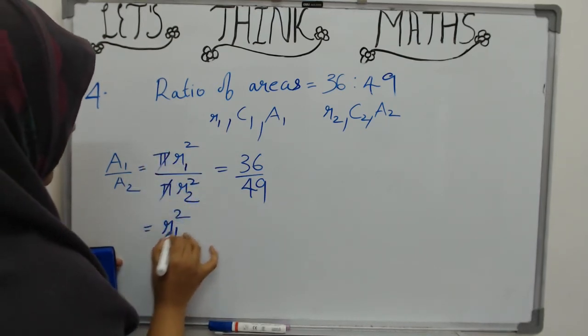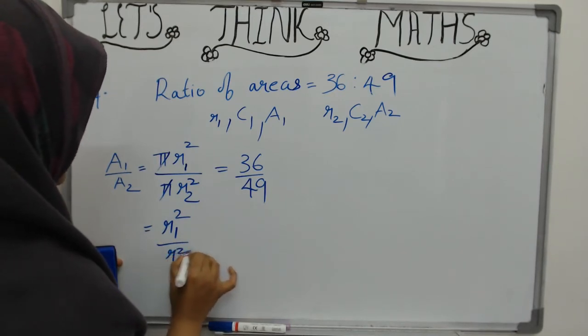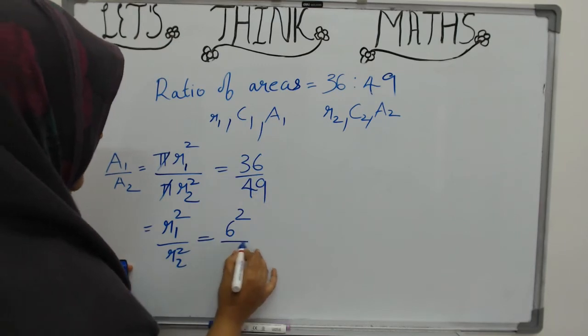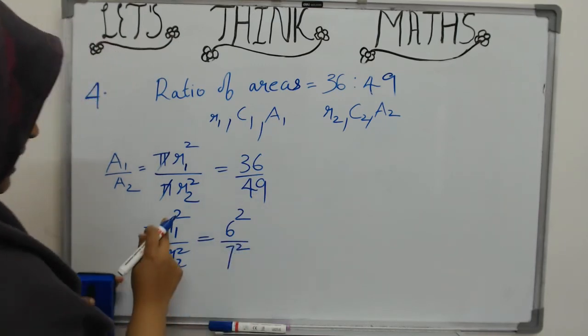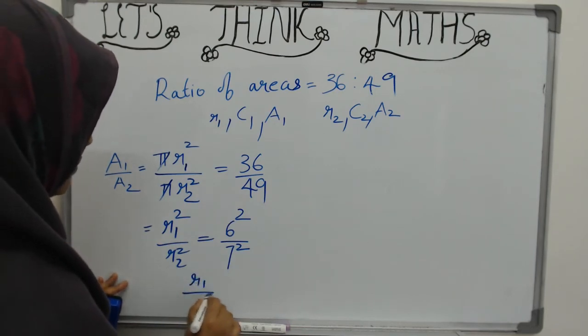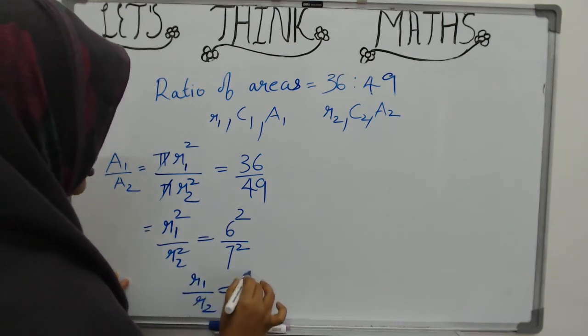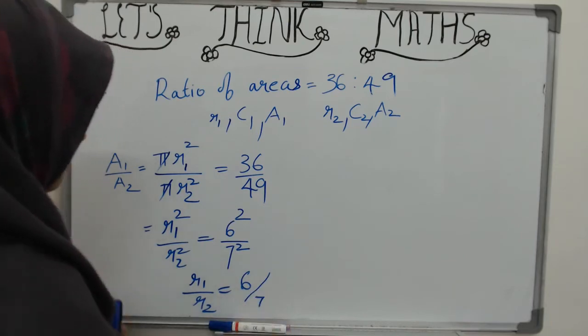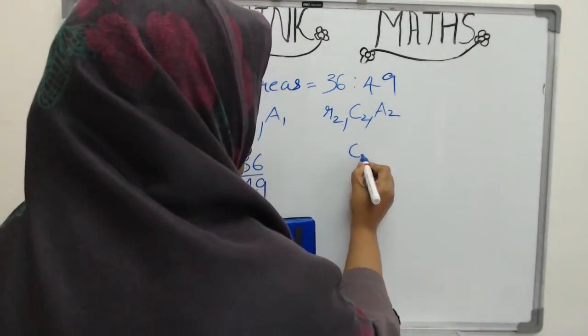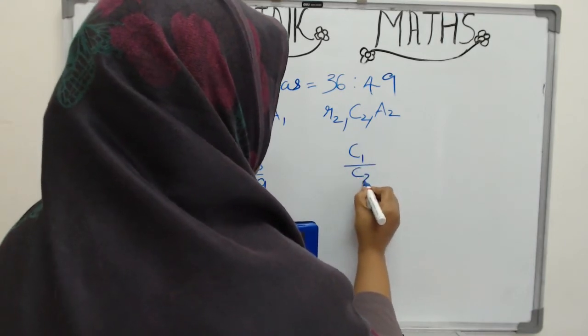So you have r1 square by r2 square. 36 is 6 square. 49 is 7 square. So r1 square by r2 square is 6 square by 7 square. That means r1 by r2 is actually 6 is to 7. But that is not the question, right? The question is, what is the ratio of their circumference?